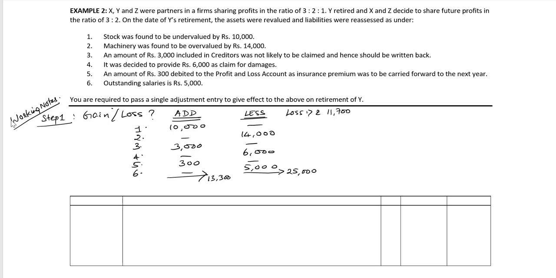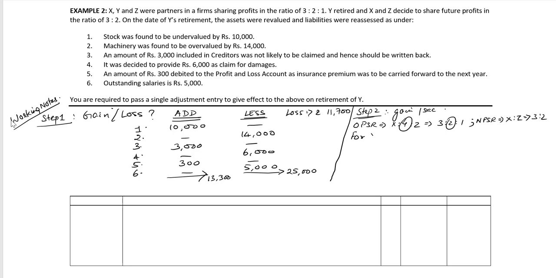So now step 2 is to calculate the gain or sacrifice of each partner. As per the problem, the old profit sharing ratio between X, Y and Z is 3:2:1. Y is the partner who retires, and the new profit sharing ratio between X and Z is also given as 3:2.